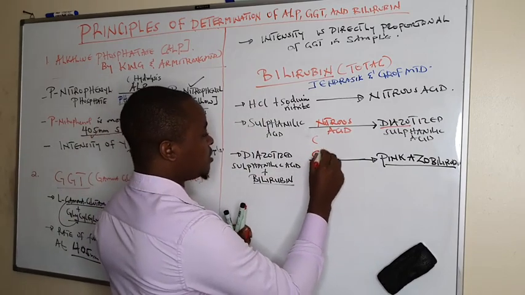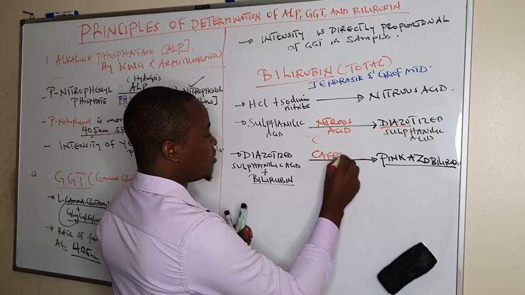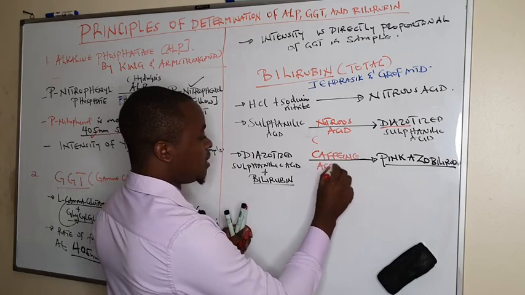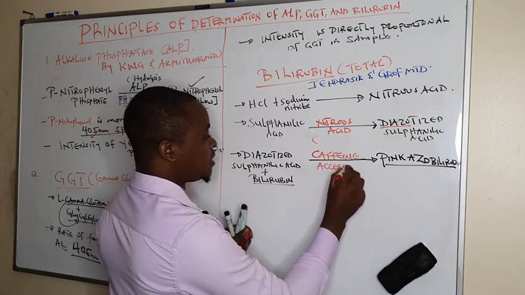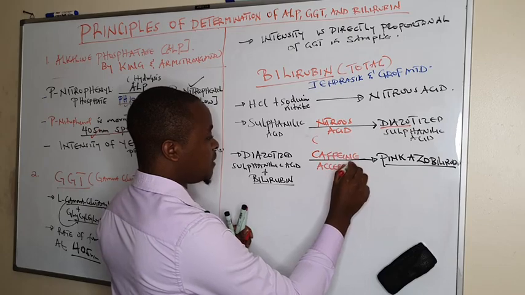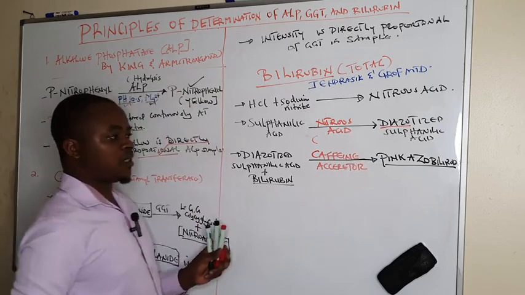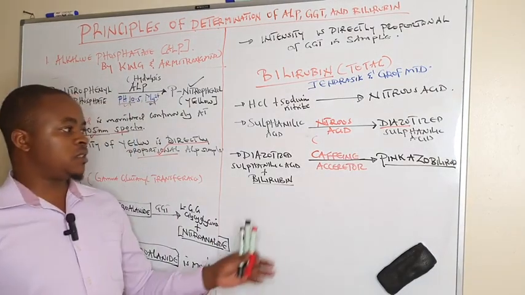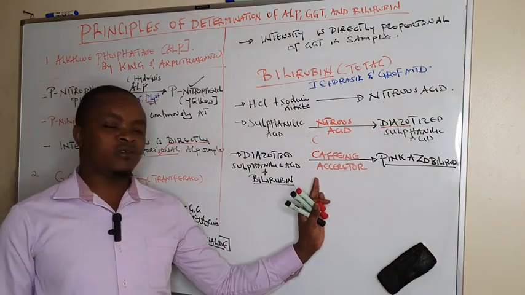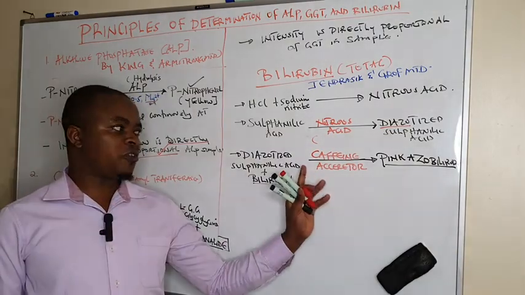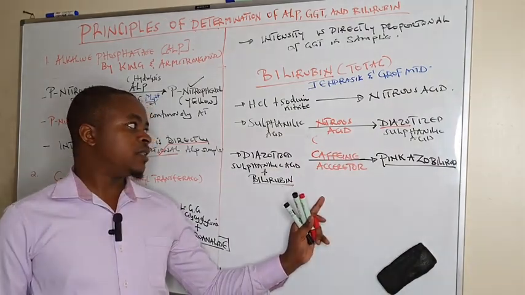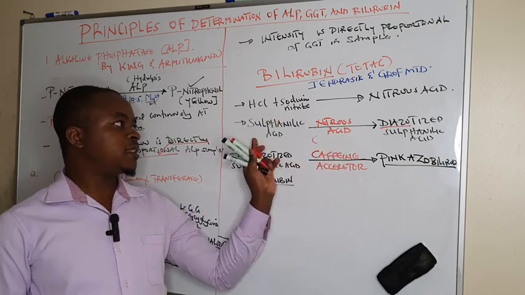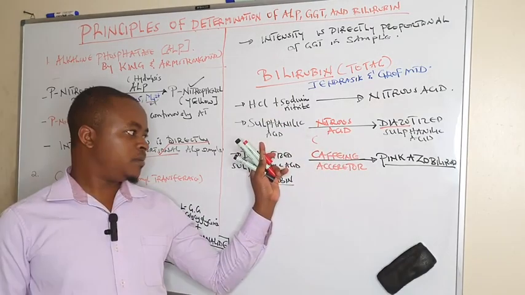This one occurs in the presence of caffeine benzoate, which is acting as an accelerator. It is acting as a catalyst. So if the objective asks which of the following is the role of caffeine during bilirubin formation, it acts as an accelerator, then the role of nitrous acid is to diazotize sulfanilic acid.